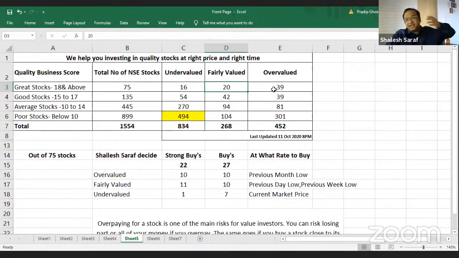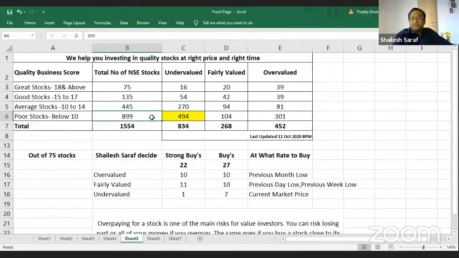Please understand, a good stock everybody will buy, so they will not be very cheap, right? Now we will show you what strategy we can follow. Now, if you go to poor stocks, there are 899 stocks.